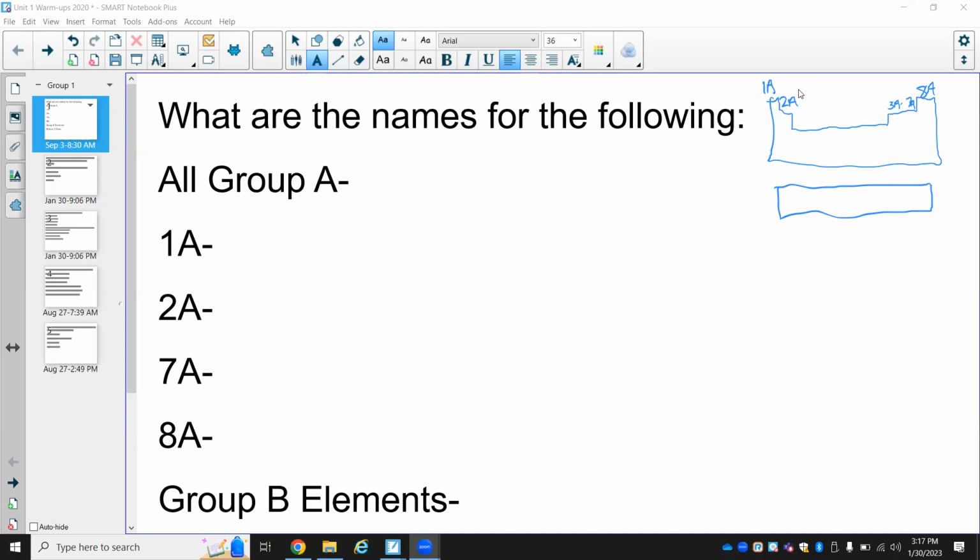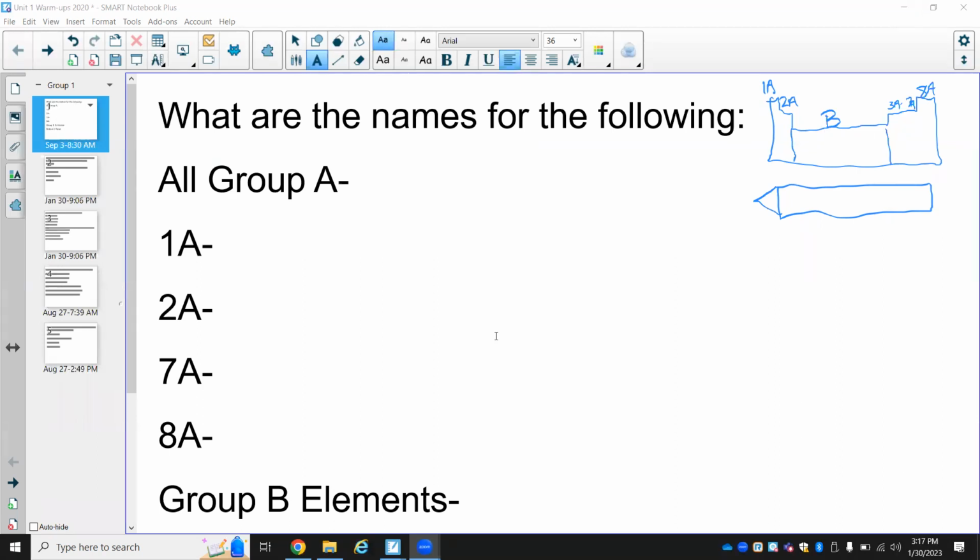And then there's the drop down part, kind of the bridge that connects the two parts. Those are our group B elements. And then we have these two rows that are at the very, very bottom of the periodic table. So looking at the names of the different areas that you should have recognized in the notes from yesterday.